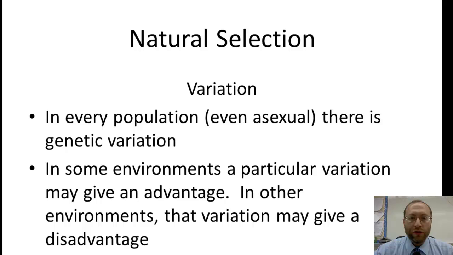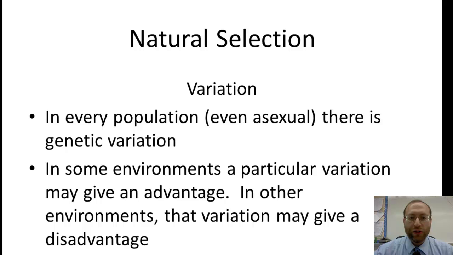And there's also variation. Just look around in the classroom or look around even in your family, where you're all very, very closely related. There still is variation in every single population. Even in an asexual population, there is still some variation, because there still is variation that comes from mutations. So it's a lot less than it is in a sexual population, but there still is some variation.